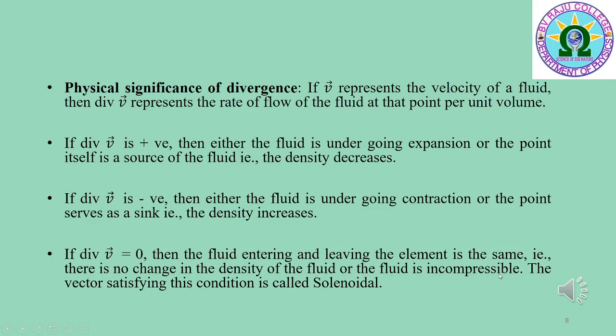That means if the fluid is incompressible, its density remains constant. The vector satisfying the condition div V bar is equal to 0 is called a solenoidal vector. That means V bar is a solenoidal vector. Or if the divergence of vector field A bar is 0, then the vector field A bar is a solenoidal vector.